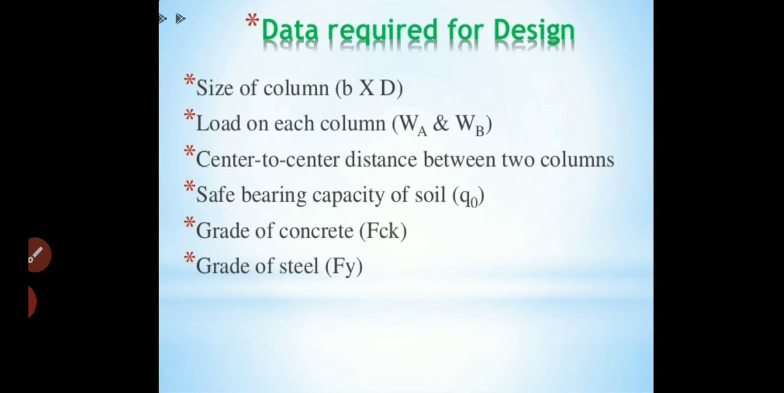Then the second thing we must know is WA and WB, that is the column loads on the columns. Third, the center to center distance between the two columns. This also must be known to us. Then the safe bearing capacity of soil. Then the grade of concrete and grade of steel. So these are the things which are necessarily required for design of combined footing.